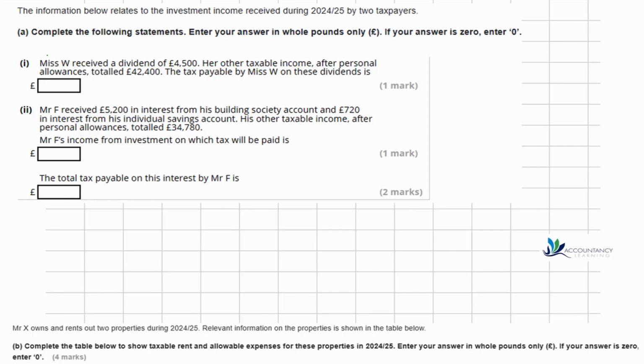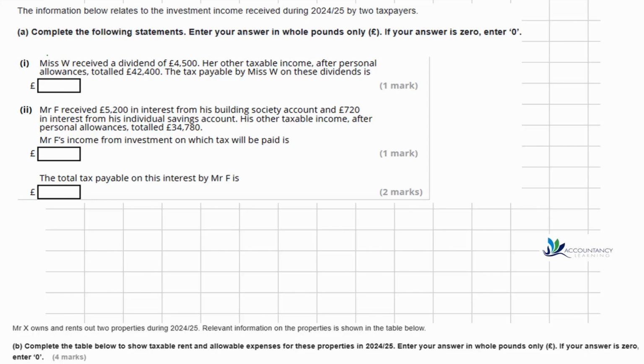The information below relates to the investment income received during 2024-25 by two taxpayers. We need to complete the following statements and enter our answer in whole pounds only, and if the answer is 0, we need to enter a 0. Remember, we need to follow the instructions in the exam, or the computer-based exam software will not recognise your answer and give you the mark.